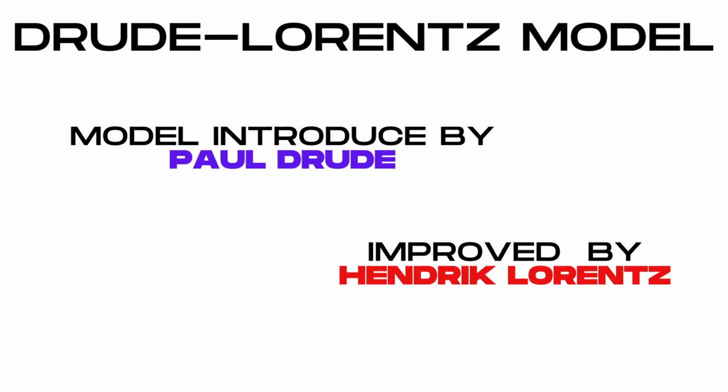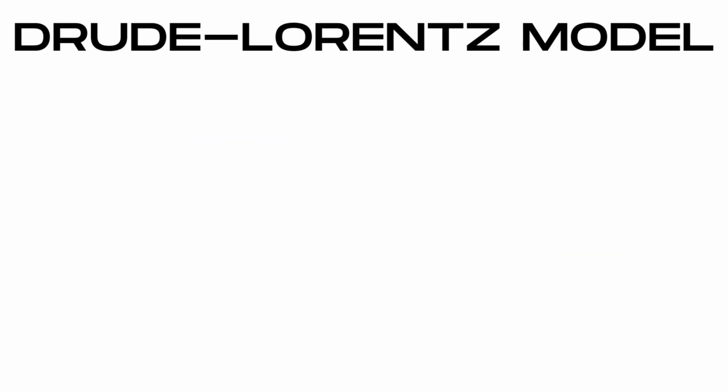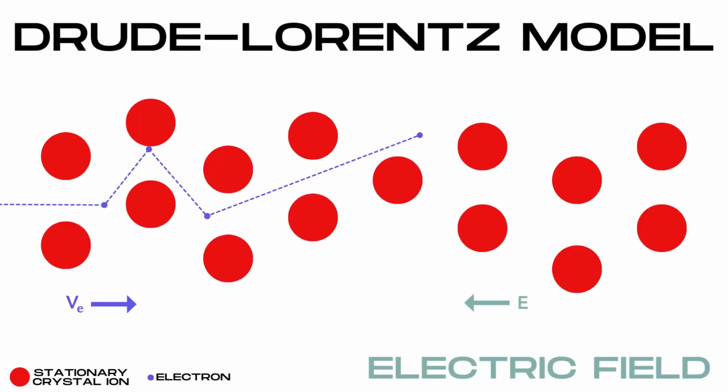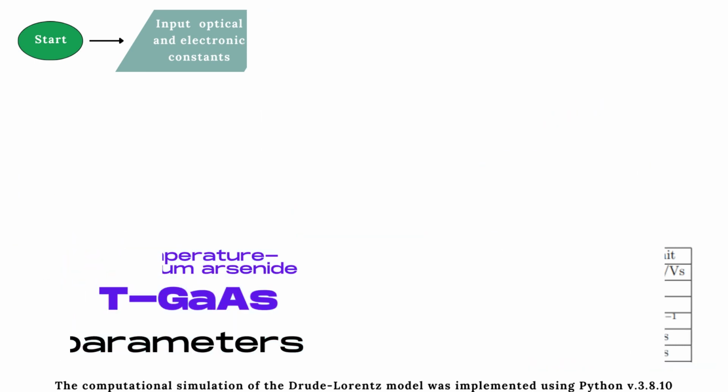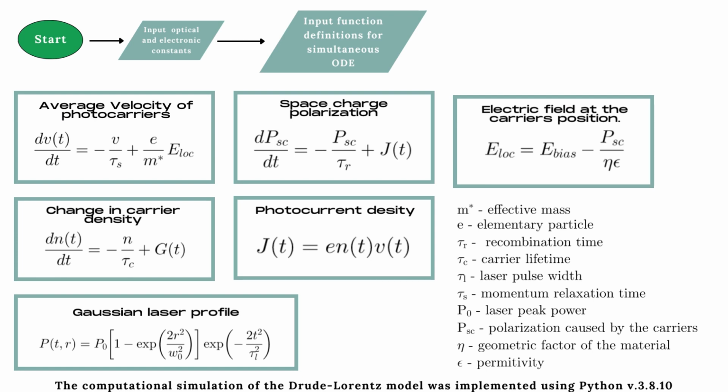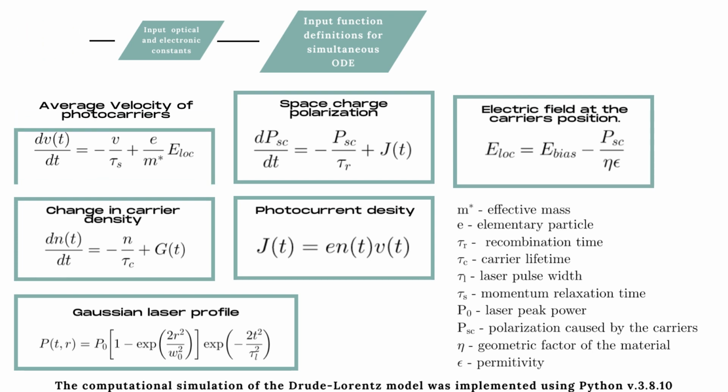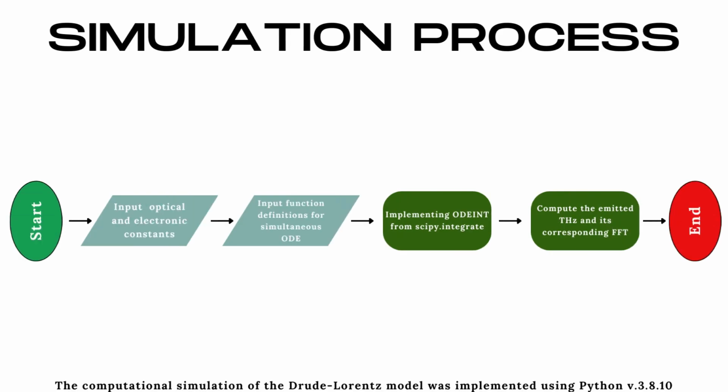We use the Drude-Lorentz model for carrier transport, which describes the behavior of charged carriers in the presence of the external electric field to model the PCA terahertz emission. To simulate the terahertz emission, we inputted the physical parameters of both zinc oxide and low temperature grown gallium arsenide. Then the functional definitions of the following equations were inserted. Solving these equations gives us the emitted terahertz radiation.